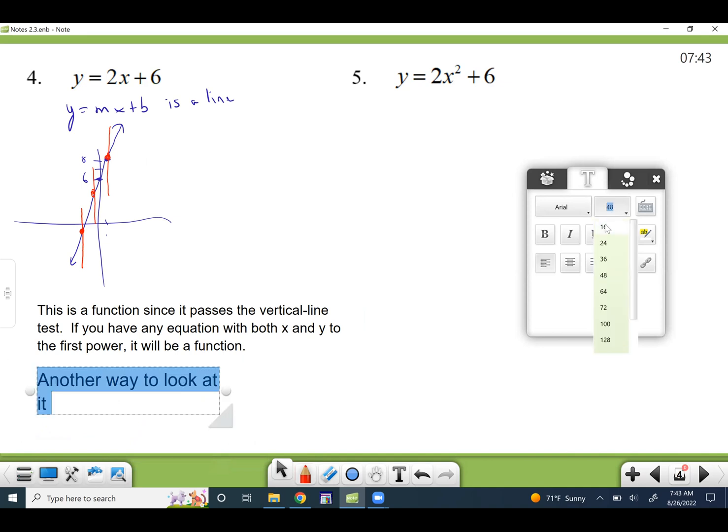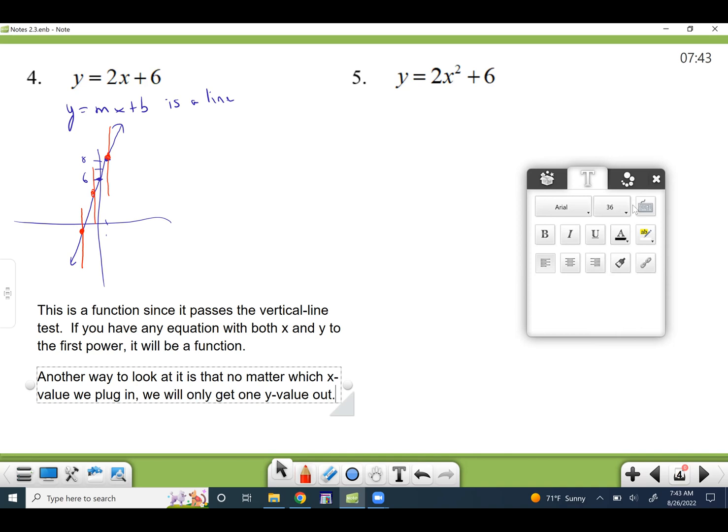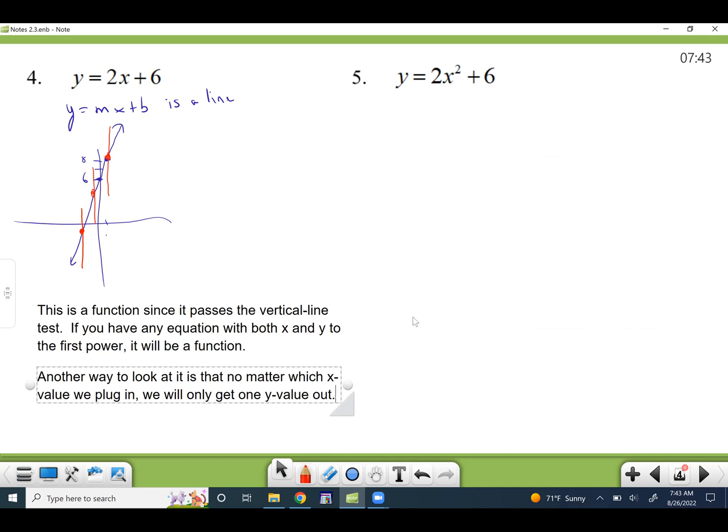Okay, so another way to look at it is that no matter which x value we plug in, we will only get one y value out. All right. And you're like, isn't that always the case?